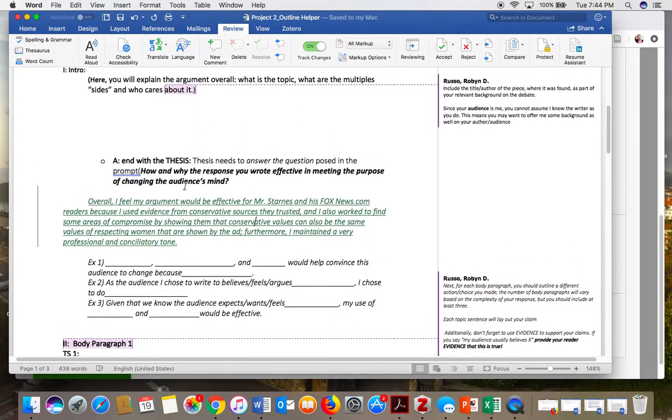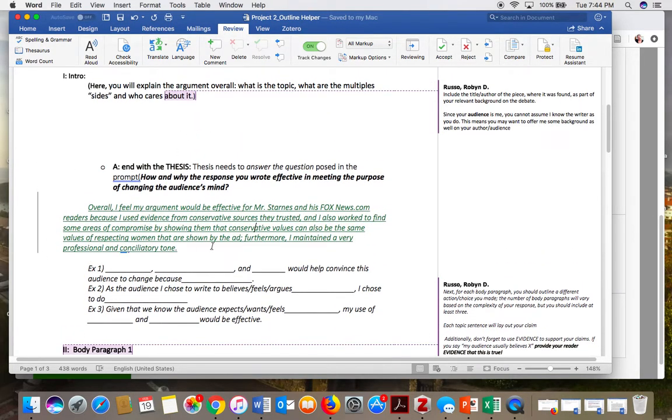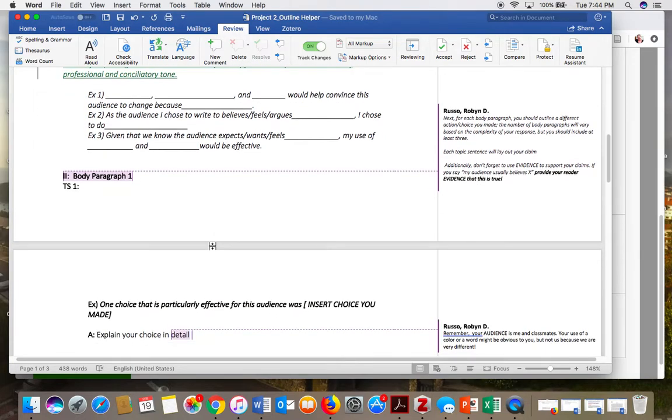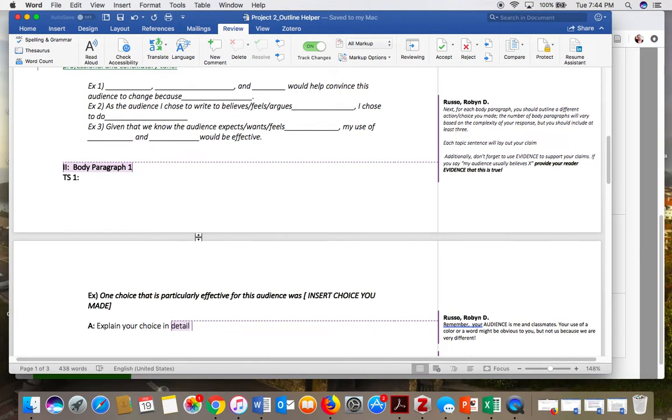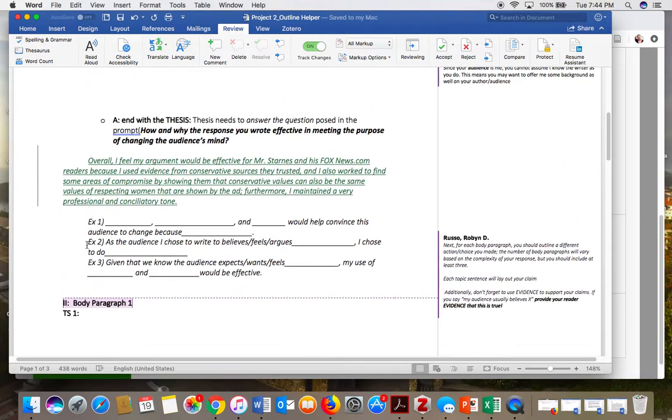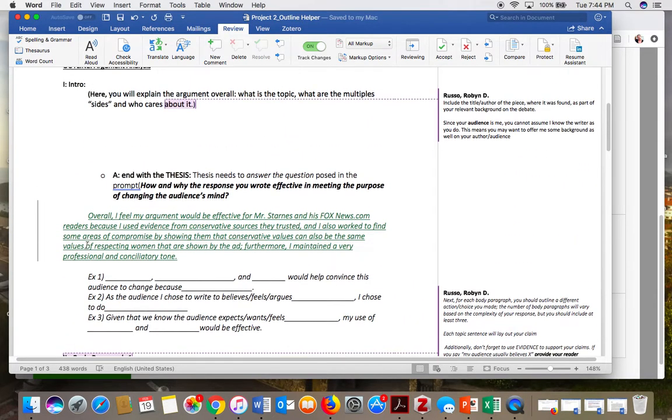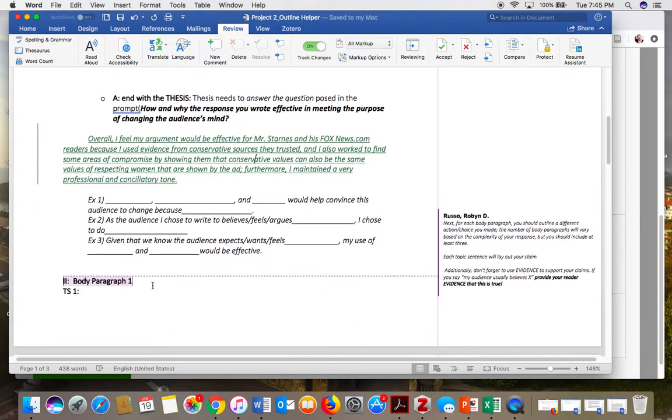So again, you would put your introduction here. Let's see, the thesis separate. And then we're going to move on to the body paragraphs right here. Now, a lot of times I find my students struggling the most with topic sentences. So if I look back at my thesis statement, one of the things I talk about is conservative sources they trusted. So that might potentially be one of my body paragraphs.